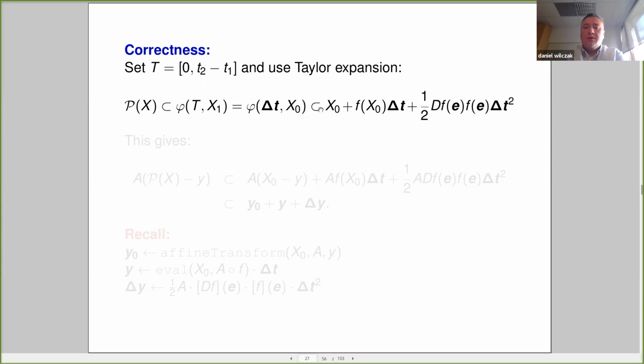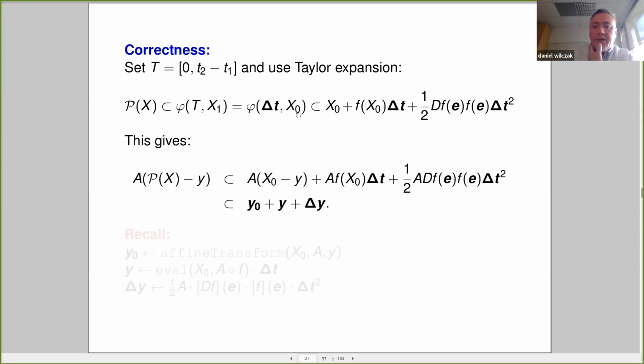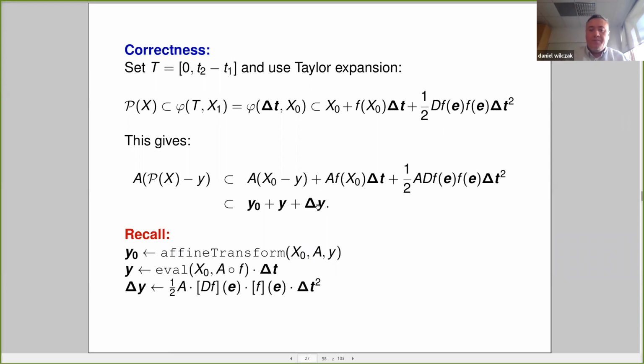And here we use Taylor expansion with respect to time. So this is just x0 plus a vector field at x0 times delta t and second order terms. And multiplying this by A and subtracting y, we get A times x0 minus y. And this is our affine transform. This is our quantity A times f of x0 times delta t, and this is our y. And this is delta y. As I said, y0 is computed as an affine transformation of our set on the trajectory denoted by x0.